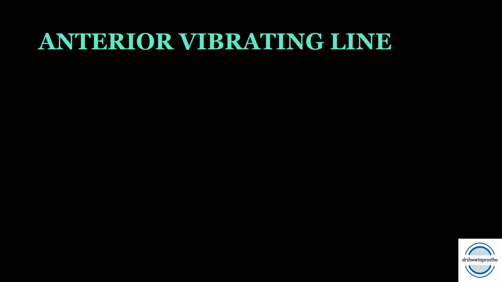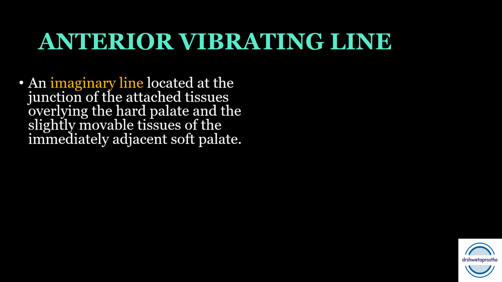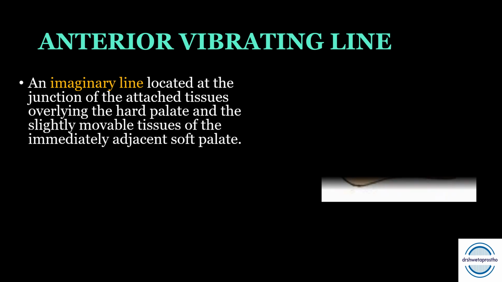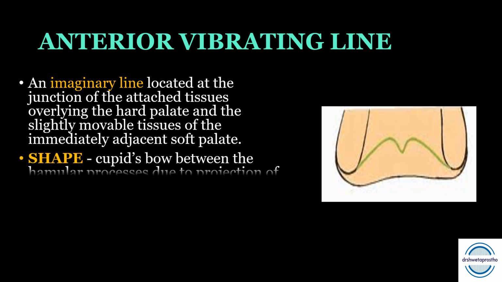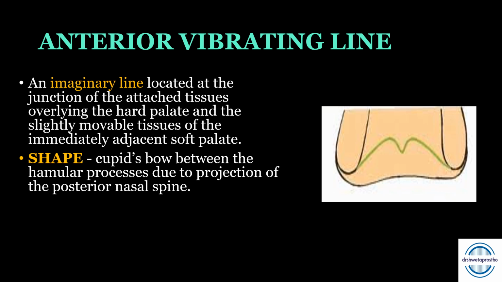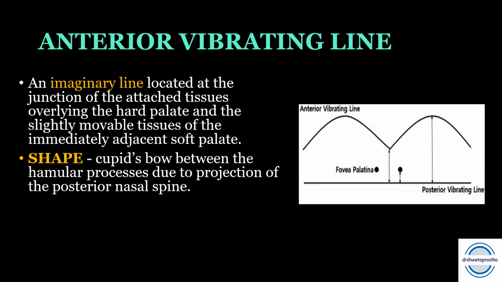First is the anterior vibrating line. The anterior vibrating line is the imaginary line at the junction between the immovable tissues over the hard palate and the slightly movable tissues of the soft palate. So that means where the motion of the soft palate has just begun. Now, if we talk about its shape, it is a Cupid's bow. It is not a straight line because of the projection of the posterior nasal spine.